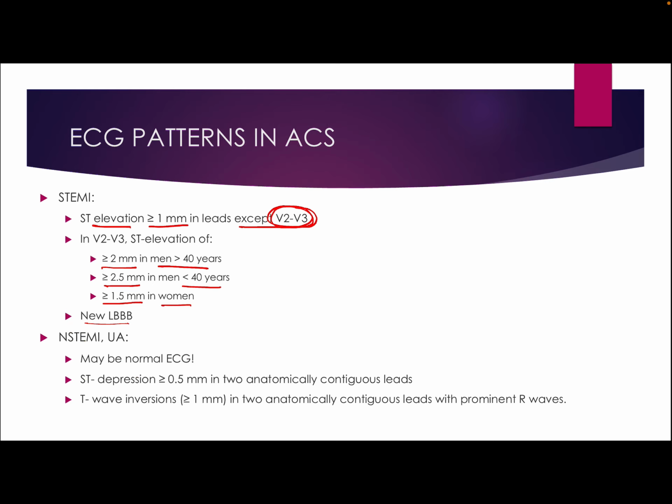For NSTEMI and unstable angina, you may essentially get a normal ECG, or you can see ST and T wave changes like ST depression that's more than 0.5 millimeter in 2 anatomically contiguous leads. You can see T wave inversions of more than 1 millimeter, again in 2 anatomically contiguous leads, and you can also see prominent R waves.